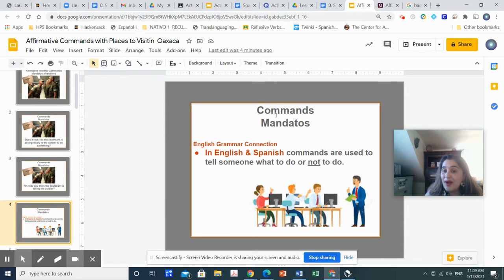Okay, so now let's talk about commands, mandatos, English grammar connection. In English and Spanish, commands are used to tell someone what to do or not to do. For example, in this picture, we can think that he is the boss, and these are the employees. The three people sitting at the computer are the employees. So the boss might be giving instructions to the employees as to what to do or not to do.